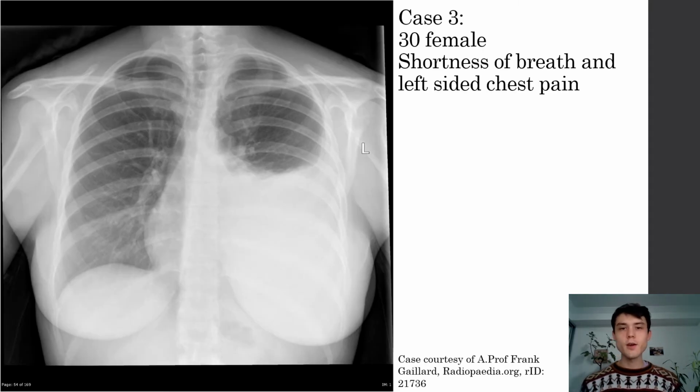Okay, case 3. We have a 30-year-old female who presents with shortness of breath and left-sided chest pain.